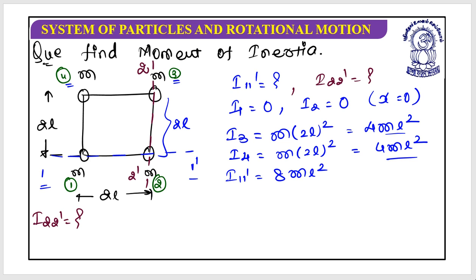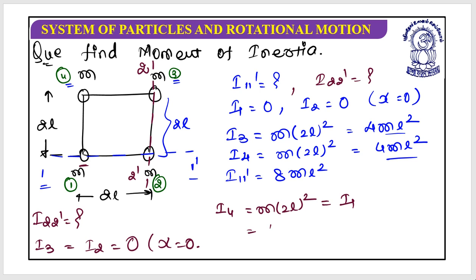For I22 dash, the moment of inertia due to 3 and the moment of inertia due to 2 would be 0. Why? Because the perpendicular distance is 0. Now for I4, the moment of inertia due to the fourth mass would be m into 2l whole square. For the first mass, it would be the same. So it would be 4ml square for I4 as well as for I1. So I22 dash would be equal to 4ml square plus 4ml square, which is 8ml square. I hope this is clear.